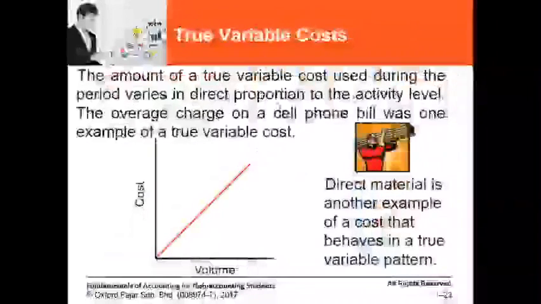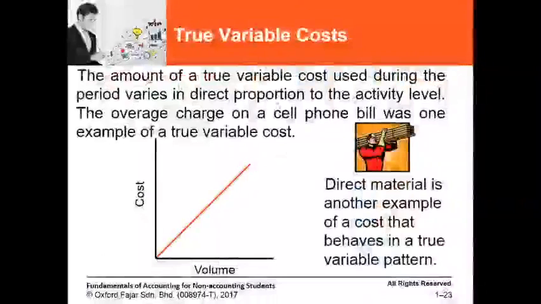Okay, so what is true variable cost? True variable cost is a cost used during the period that varies in direct proportion to the activity level. The example of the cell phone bill just now was one example of a true variable cost, as well as a direct material. So what this means is that true variable costs have this relationship in a graph.